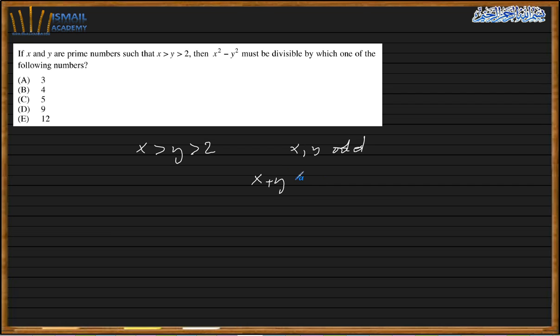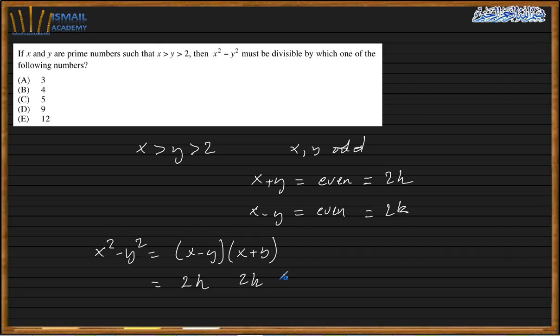when you subtract odd numbers, it becomes even. So which means that x plus y is the same thing times... x minus y is the notation of an even number. So we have x squared minus y squared is x minus y times x plus y. Then this is even, that means this is 2h, this is even again, this is 2.